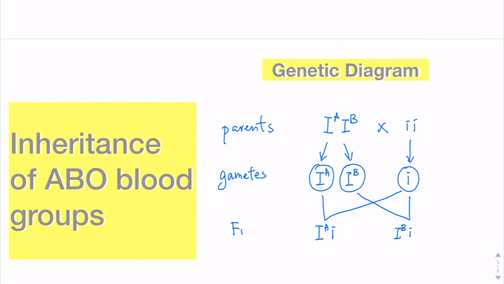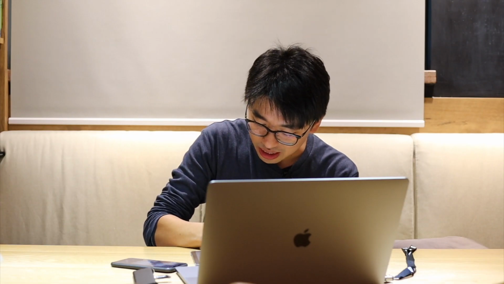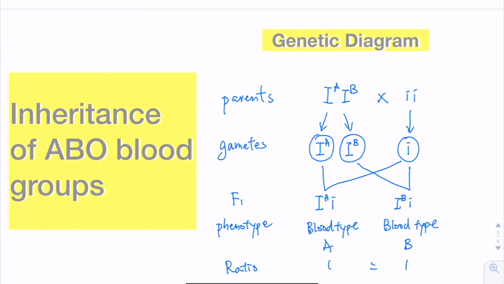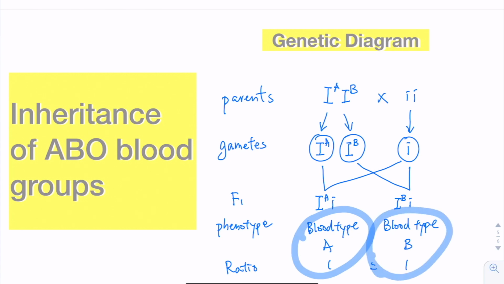What will be the phenotype? If the offspring is I^A small i, the phenotype will be blood type A. For the second one, the blood type will be B. So the ratio is 1:1 in phenotypes: half of the offspring will be blood type A and the other half blood type B. Using this genetic diagram, we can find out that if a person with blood type AB crosses with a person with blood type O, half of the offspring will be blood type A and half will be blood type B. Most importantly, blood type AB and blood type O are not possible. They are impossible.